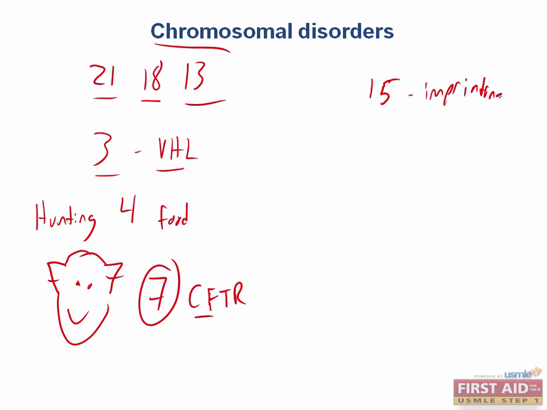And how about for chromosome 17? Which disease is on that one? Think of a name that has 17 letters in it, which is neurofibromatosis type 1. Alright, last one. On which chromosome is the mutation that causes neurofibromatosis type 2? That's the 22nd chromosome.